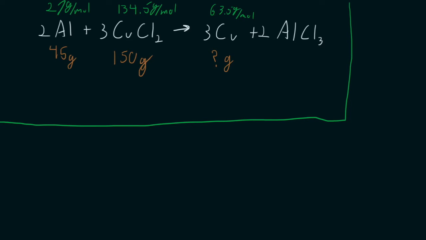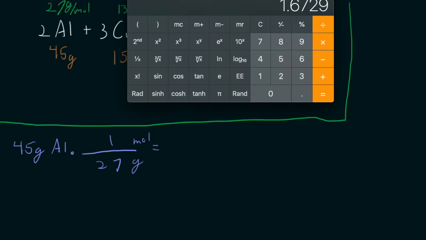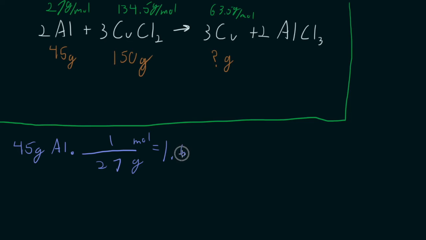So let's start with our aluminum. We got 45 grams of aluminum. We need to convert that to moles. So we're going to take our molar mass, grams under moles. It's going to be 27 over 1. And so when we do that calculation, we're going to take 45 divided by 27. That gets us around 1.67. 1.67 moles of aluminum.